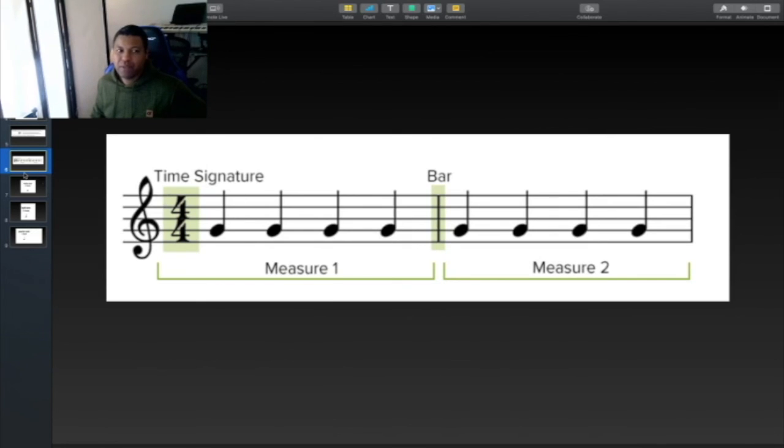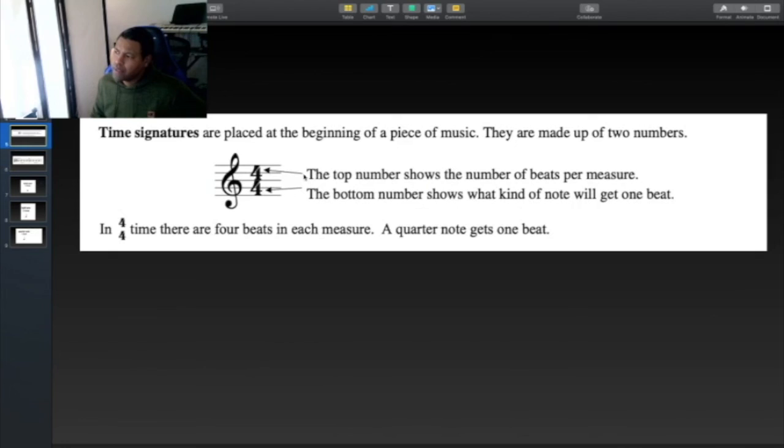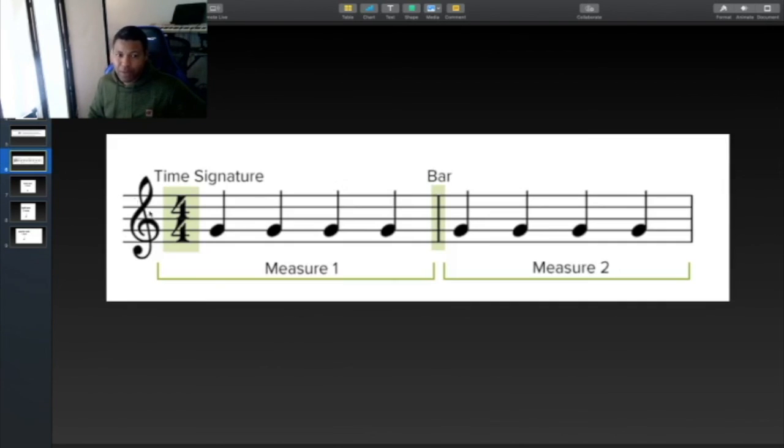All right, so now the next thing, the bottom number. The bottom number shows what kind of note will get 1 beat. So in 4/4 time, there are 4 beats in each measure. A quarter note gets 1 beat. So that number 4 represents the quarter note, which means the quarter note is what gets the beat. Maybe we may get into things like 6/8 later.